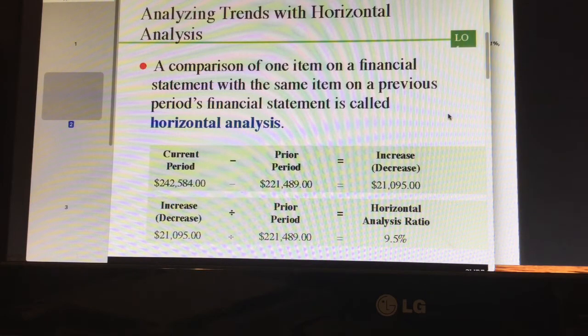A comparison of one item on the financial statement with the same item on a previous period's financial statement is called a horizontal analysis. You're going to take the current period less the prior period, and the difference will either be positive or negative. If it's positive, it was an increase. If it's negative, it'll be indicated in parentheses to show decrease. You're going to take that difference and divide it by the prior year, and this will give us our horizontal analysis ratio. Again, if it's positive, it will be an increase. If it's negative, it will be indicated with parentheses as a decrease.